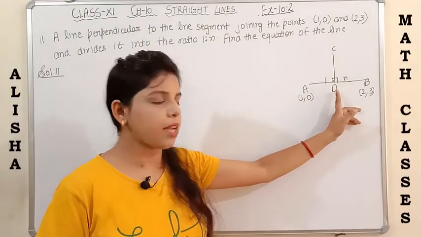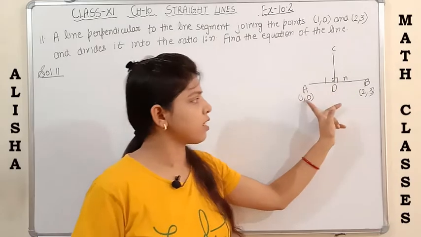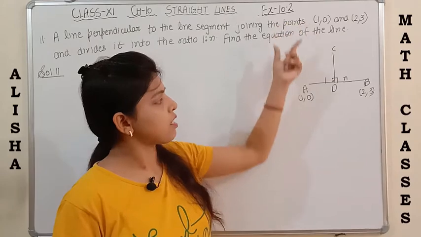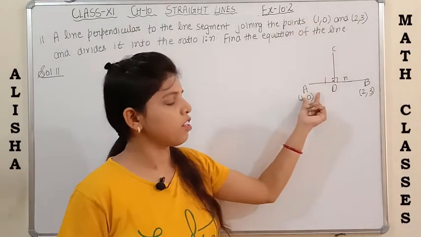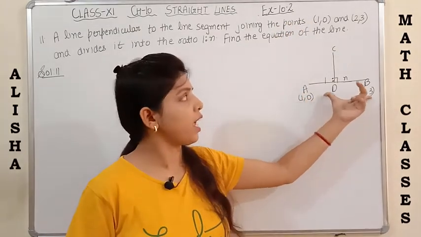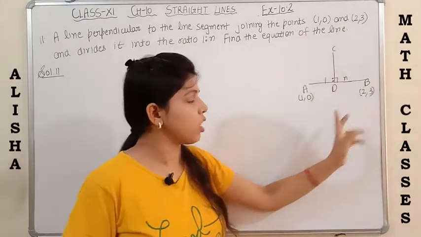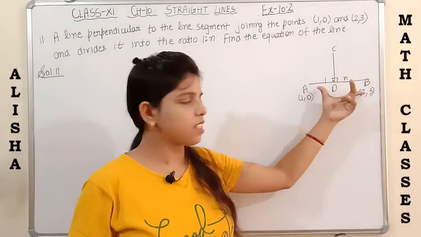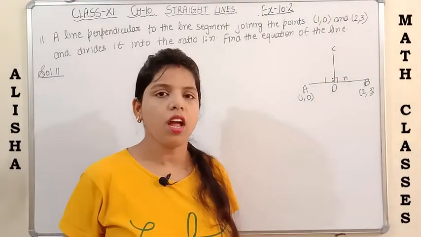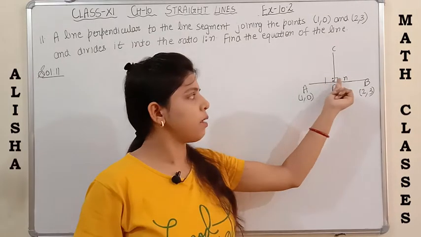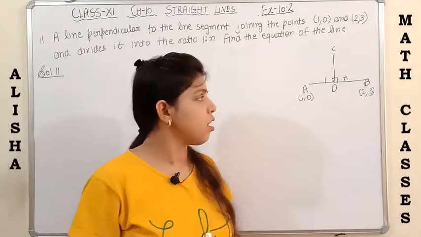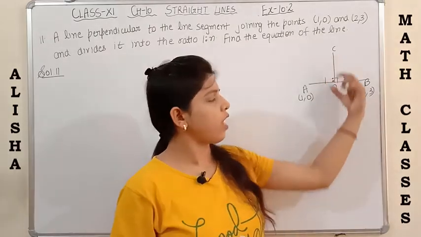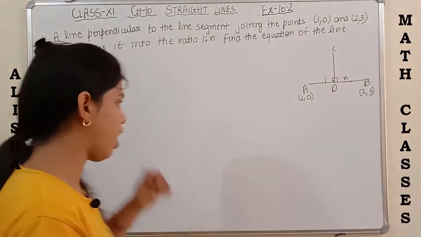We have supposed this is a line which is perpendicular to the line AB. And this line is AB, which is made by joining the points A and B, where A is (1, 0), B is (2, 3). When this line CD intersects AB, not only is it perpendicular but it also divides the line AB into two parts in the ratio 1:n. So we have to find out the equation of line CD. So let's see how we have to do it.